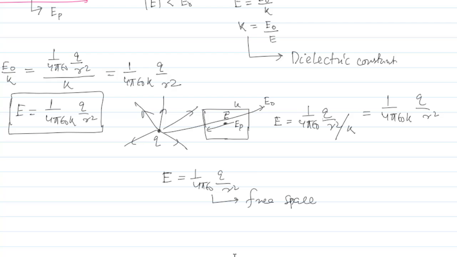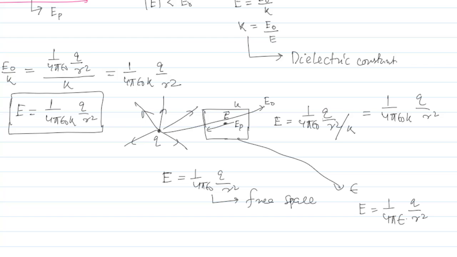And if there is some defined medium, like some dielectric, and the permittivity of this medium is epsilon, then we can write the electric field inside this dielectric as E equal to 1 by 4 pi epsilon, q by r square. And what is epsilon here? Epsilon is the permittivity of the medium, like epsilon naught is the permittivity of the free space. Similarly, epsilon is the permittivity of the medium.